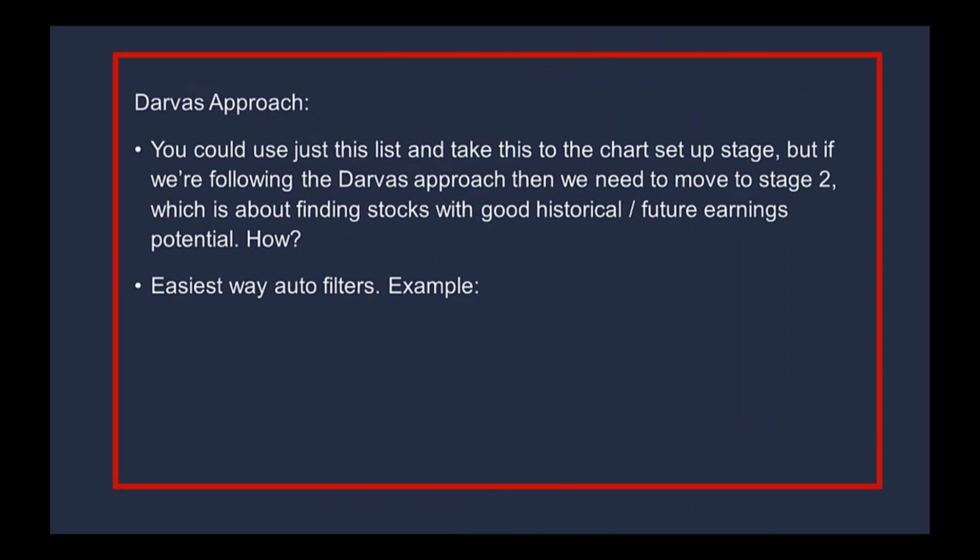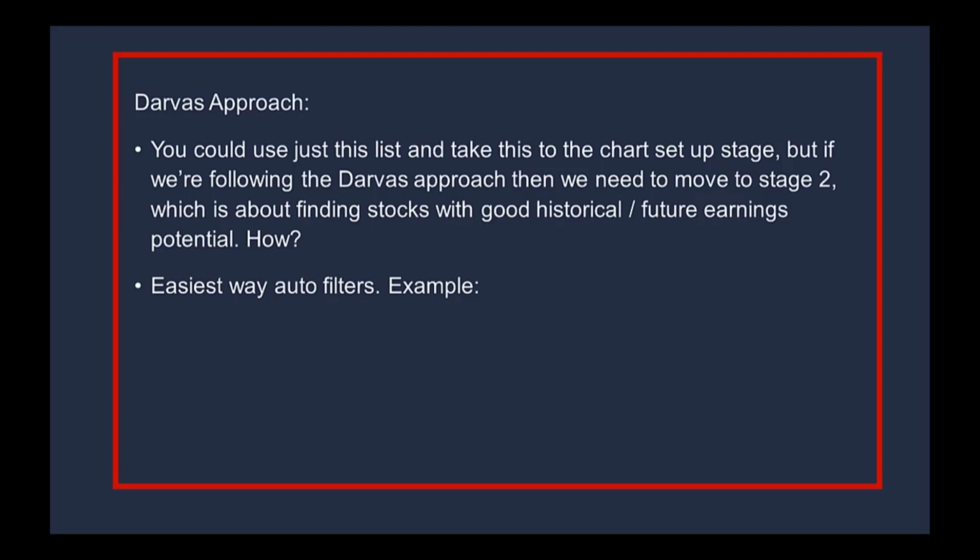At this point, the decision's yours. Maybe you want to stop at the future think. You like technology stocks, you like the FANGs, and that's all you're going to concentrate on. But we're going to try and stick more to the Darvas method. So from there, we need to move on to the second part of his analysis, which is finding good historical future earnings through a filtering process.